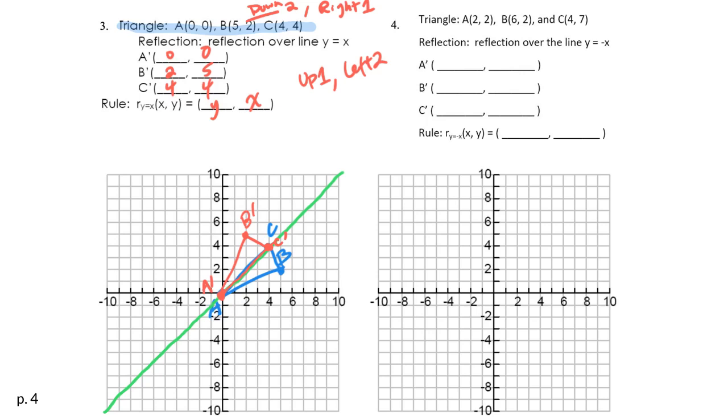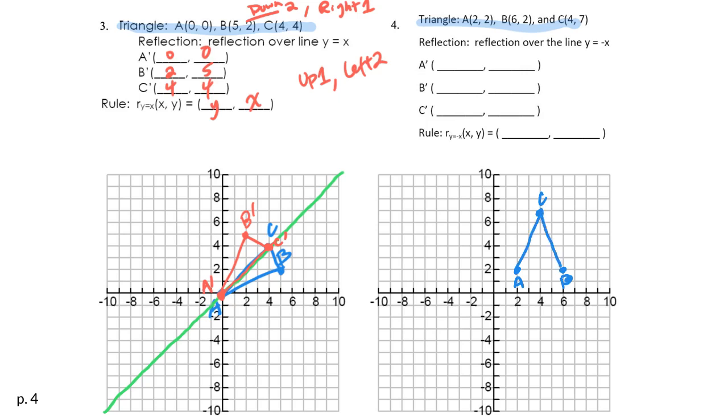Let's try out example number 4. So once again, it gives us our pre-image triangle. So let's just graph that first. I'm first going to graph A as 2, 2 and label that. B as 6, 2, and label that. And then my last one is 4, 7. And that's going to be my C.